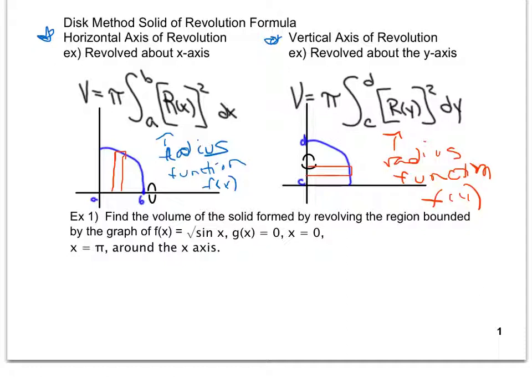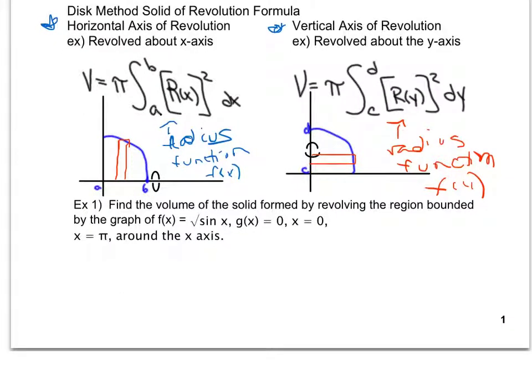So now that I have that long introduction for you guys, let's actually look at doing an example. Let's say I want to find the volume of the solid formed by revolving the region bounded by the graph of f of x equals the square root of sine x, g of x equals 0, x equals 0, and x equals pi around the x-axis.